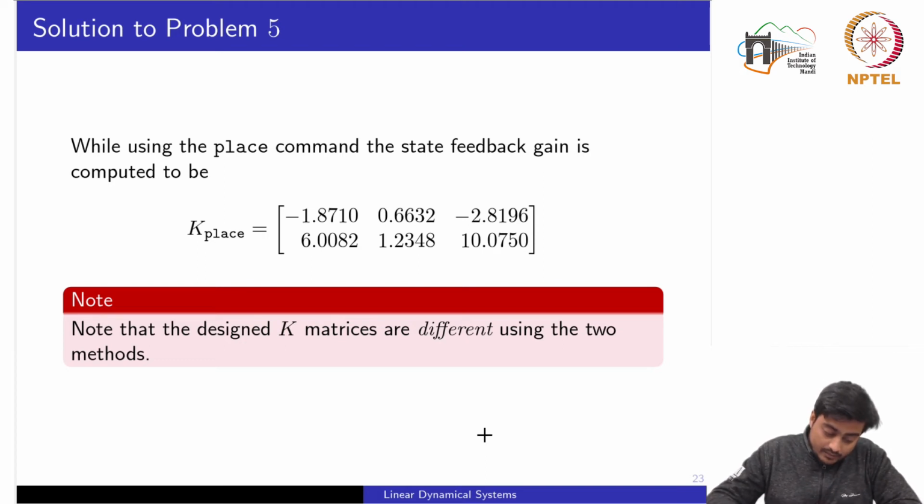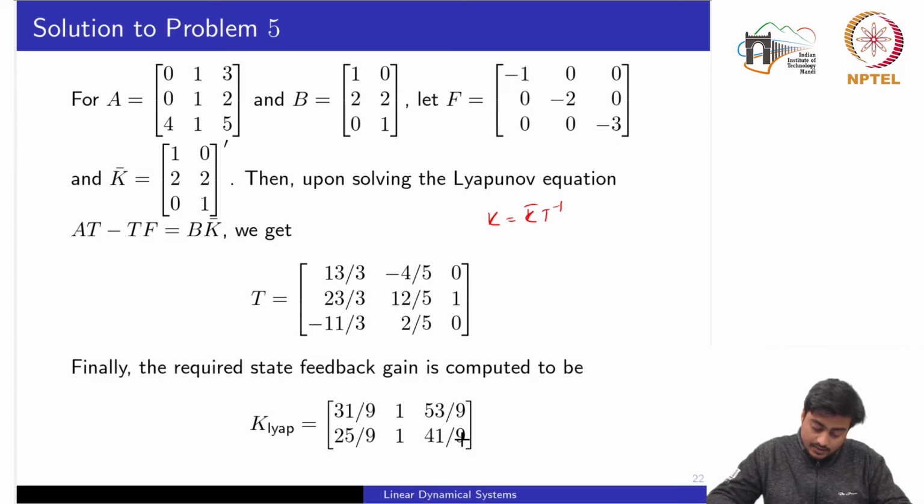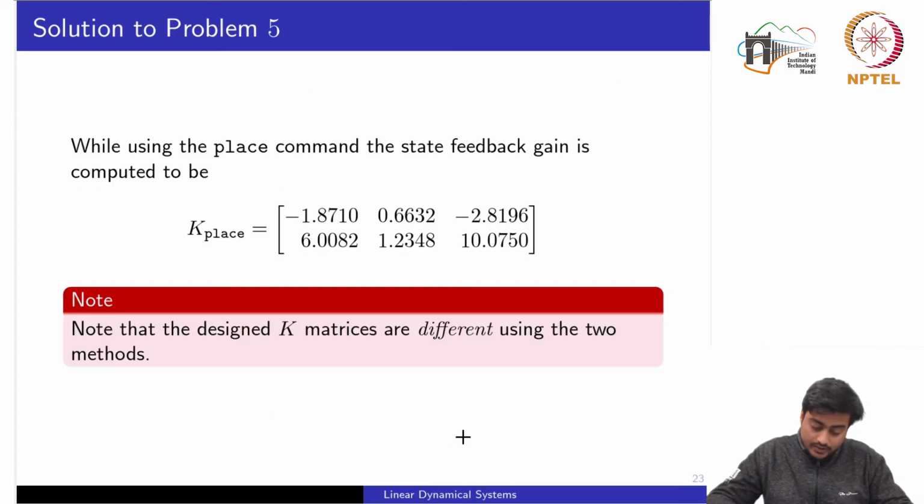Now in MATLAB, we can use the place command to compute another state feedback matrix, which is given by this one. Now if you see this equation and this state feedback gain, they both are different. Both the designed K matrices are different. Now it could be verified that if we use either of the state feedback gain matrices, the eigenvalues would definitely be placed at the same location, -1, -2 and -3.